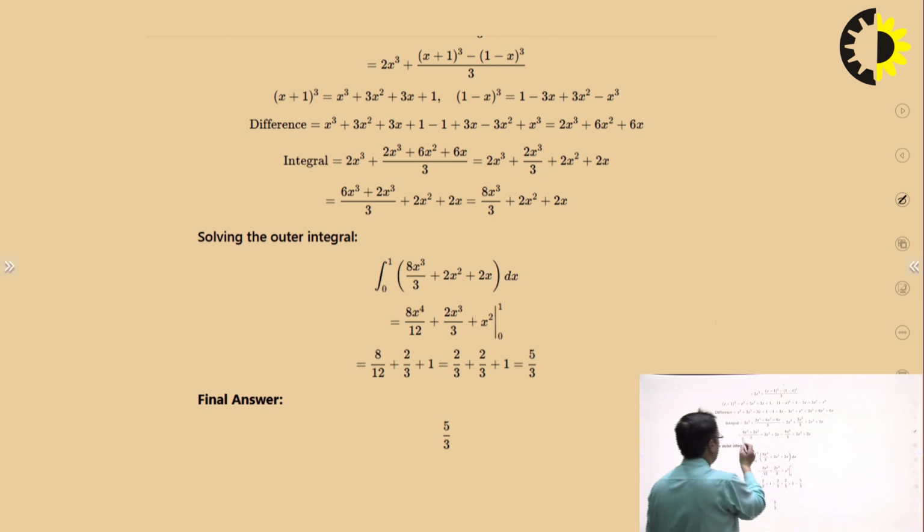So finally we get 6x cube plus 2x cube by 3 plus 2x square plus 2x, which is equal to 8x cube by 3 plus 2x square plus 2x. Solving the outer integral, from 0 to 1 of 8x cube by 3 plus 2x square plus 2x dx.